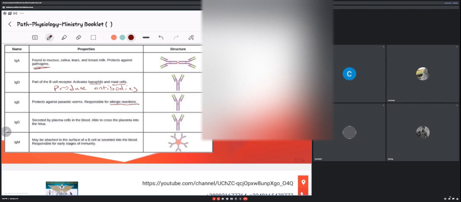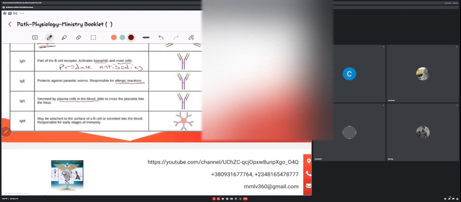They will have IgG, which is able to cross the placenta into the fetus, and they secrete plasma cells. These are cells of the blood system itself. So these are the genesis of the blood plasma that the mother passes to the fetus. Then we have IgM, which is attached to the surface of the B cell and secretes into the blood, responsible for early stages of immunity. IgM is for immunity.